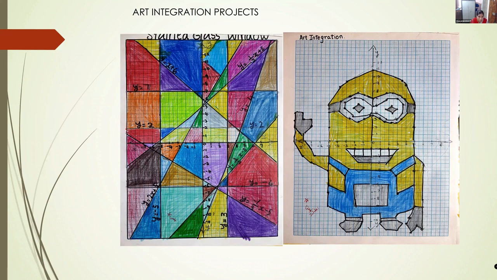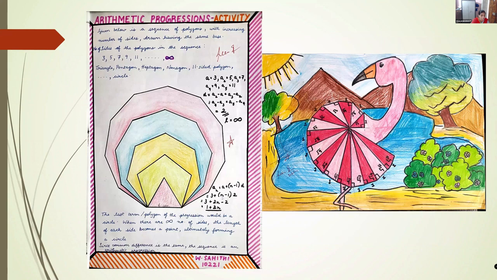The next one is based on the arithmetic progression. I asked them to bring some beautiful geometrical figures based on arithmetic progression, wherever you see an AP. I have got one such project. She used the triangle, pentagon, 7-sided, 9-sided figures like that. She brought the geometrical figures, and the numbers of sides form the AP: 3, 5 sides, 7 sides, 9 sides, 11 sides, etc. So it is forming the AP. Like that, she brought some beautiful figures.